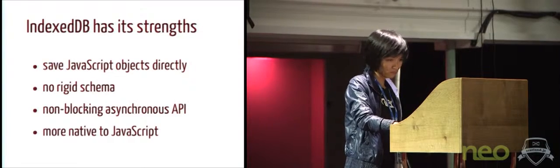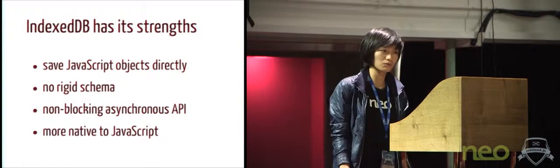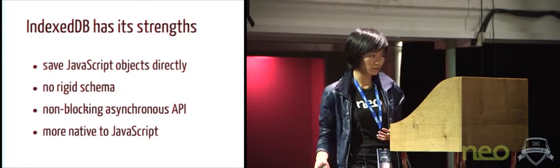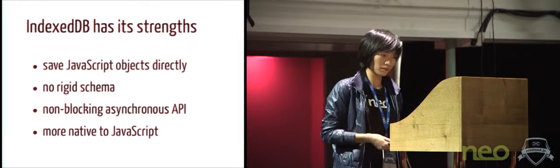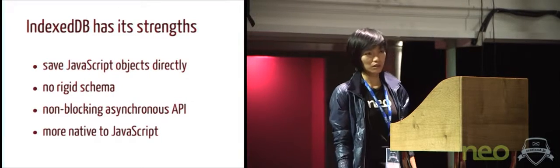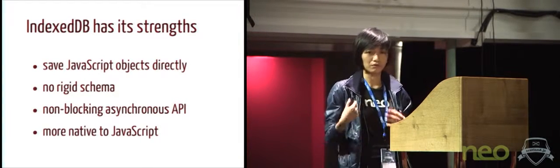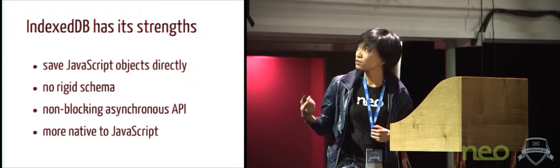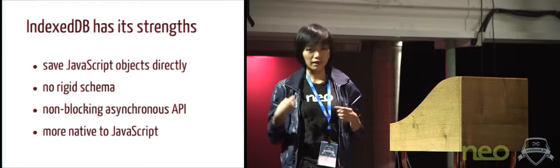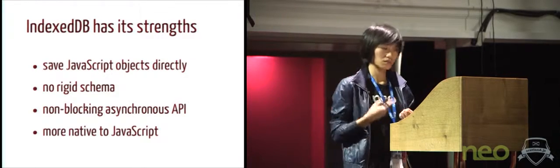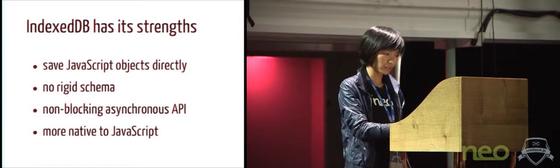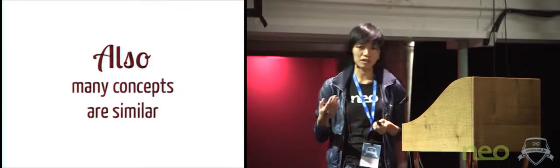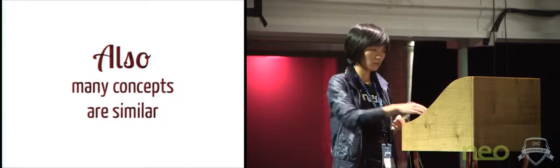So, IndexedDB has its strengths: you can save JavaScript objects directly, just like I showed you guys just now. There's no rigid schema. There's a non-blocking asynchronous API that is very helpful when you want to develop responsive applications. And also it's more native to JavaScript because you don't have to work with yet another high-level language on top of your application. Also, the learning curve for people like me from a relational database background is not that steep anyway.